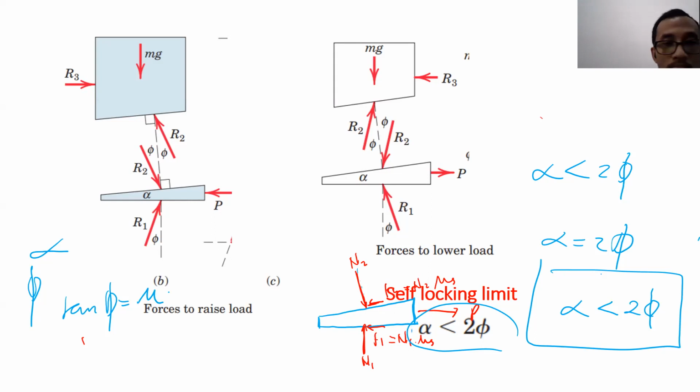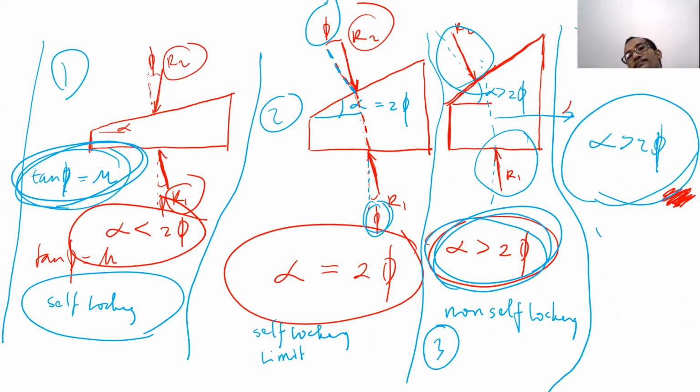Can you go back to the slide when you drew when alpha is less than 2 phi, etc.? This one you mean? Yeah. Will the wedge not move to the left when 2 phi is more than alpha? You mean this one, right? Yeah. Condition one, whether the wedge will move to the left if 2 phi is more than alpha? No, it will not. Because remember, R1 and R2 there are actually the representation of the normal force and the maximum friction force, right?